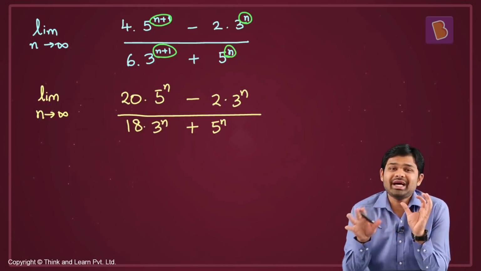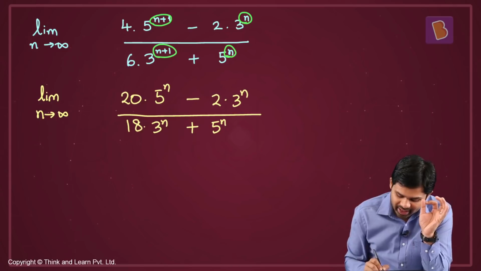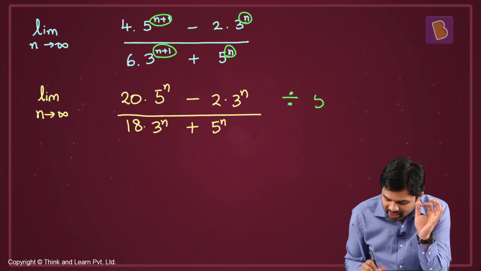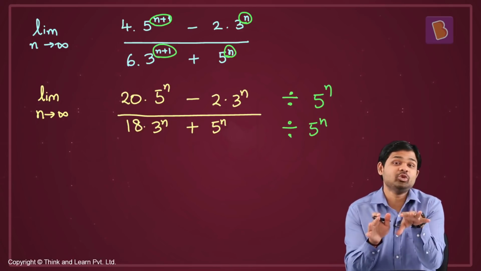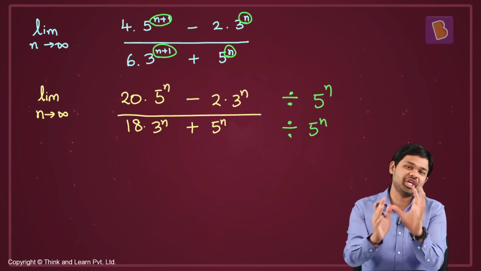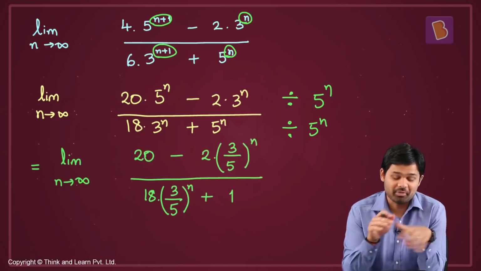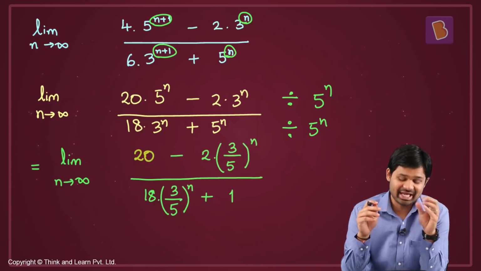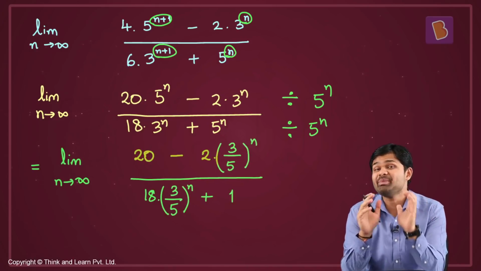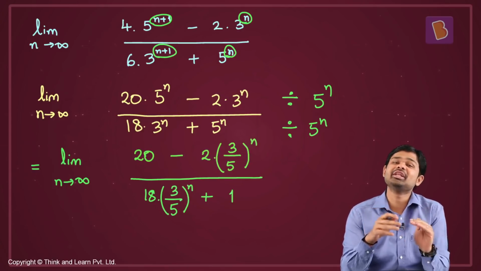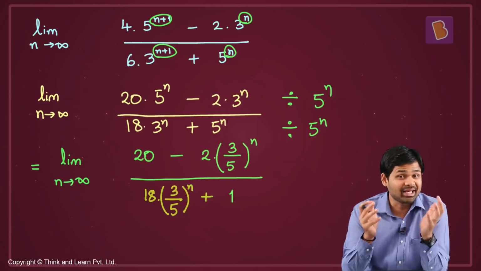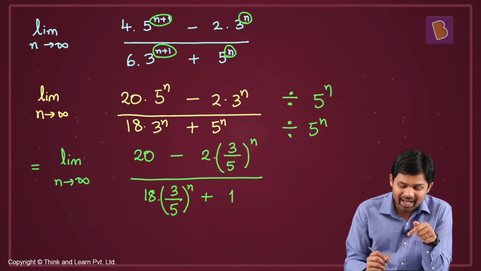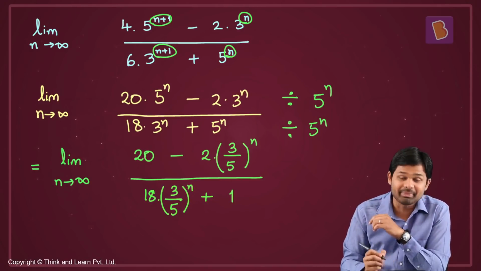Now what I will do is divide both the numerator and the denominator by 5 to the power n. As soon as I do that, my expression is going to change into this particular form here. So I will have a 20, then I'll have minus 2 and 3 by 5 to the power n. Similarly, the denominator changes to 18 into 3 by 5 to the power n plus a 1. Now I'm going to apply my limit. What happens as soon as I apply my limit?